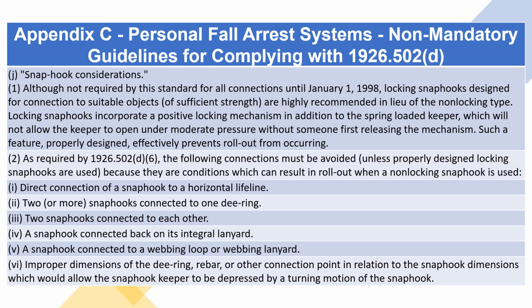V. A snap hook connected to a webbing loop or webbing lanyard. 6. Improper dimensions of the D-ring, rebar, or other connection point in relation to the snap hook dimensions, which would allow the snap hook keeper to be depressed by a turning motion of the snap hook.